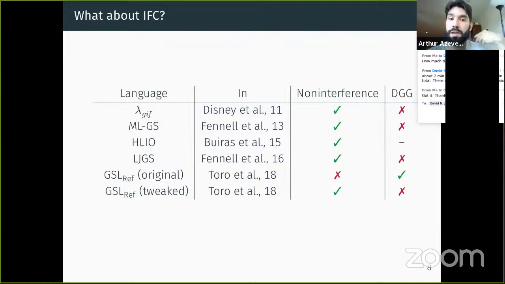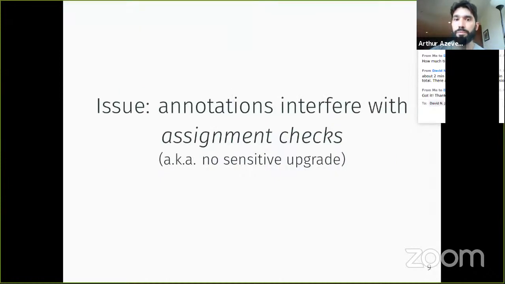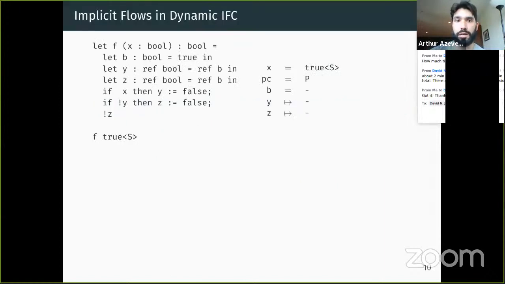And they asked themselves, well, is it the case that there's a fundamental tension between information flow control and gradual typing, or can we fix this situation? So this paper is about showing that actually these things are not incompatible. And I want to just give you a quick idea of what the problem is with previous approaches and how we managed to fix this.